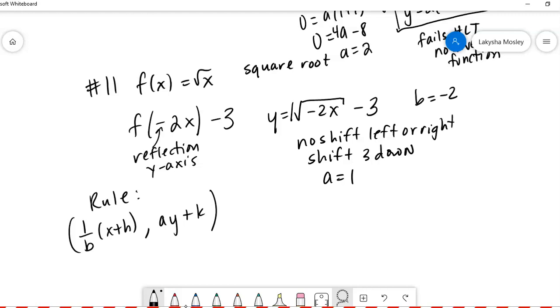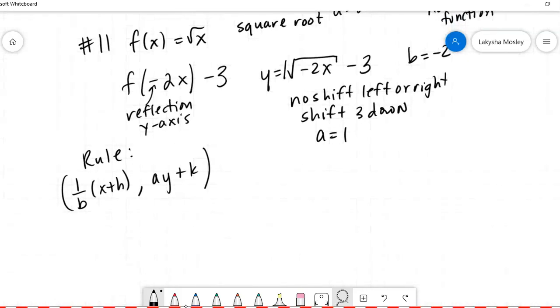So when I apply this rule, here's what happens. I have basically 1 over -2, because that's my b value. There is no h in this case. So basically the rule is going to be take all my x values, multiply by -1/2. My a is 1, I got y, and then my k was -3.